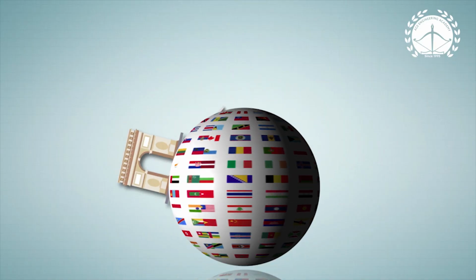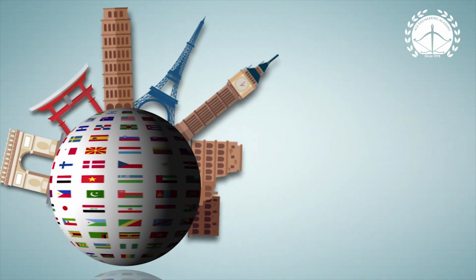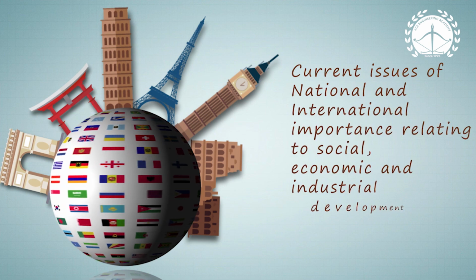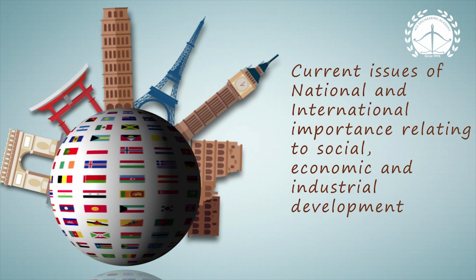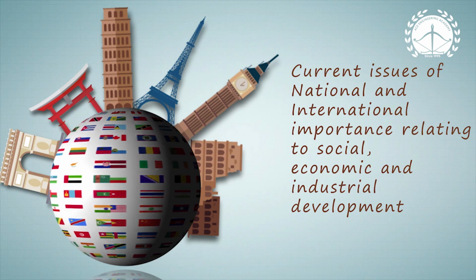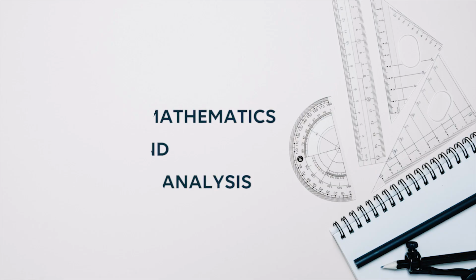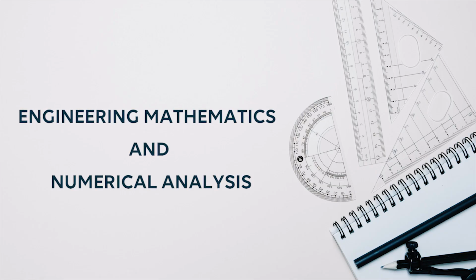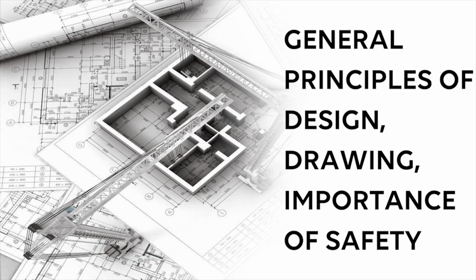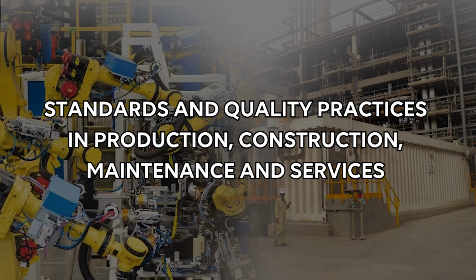The first topic which you have to prepare is the current issues of national and international importance relating to social, economic and industrial development. Then the second one is engineering aptitude covering logical reasoning and analytical ability. The third one is engineering mathematics and numerical analysis. The fourth topic is general principles of design, drawing, importance of safety. The fifth topic is standards and quality practices in production, construction, maintenance and services.